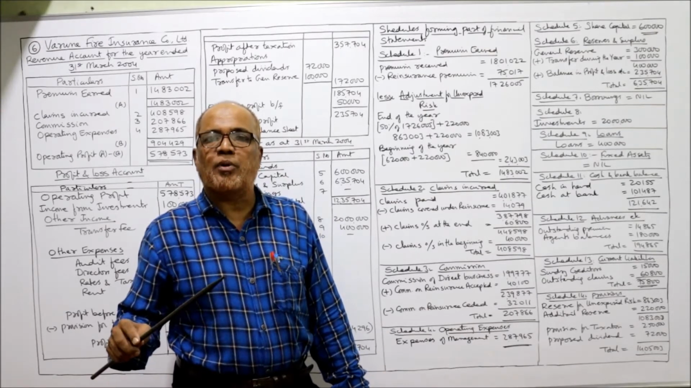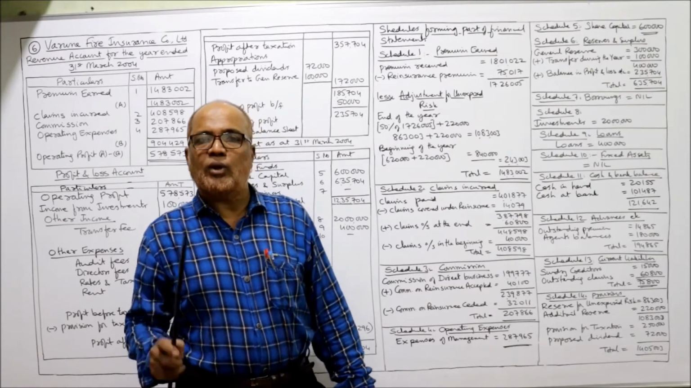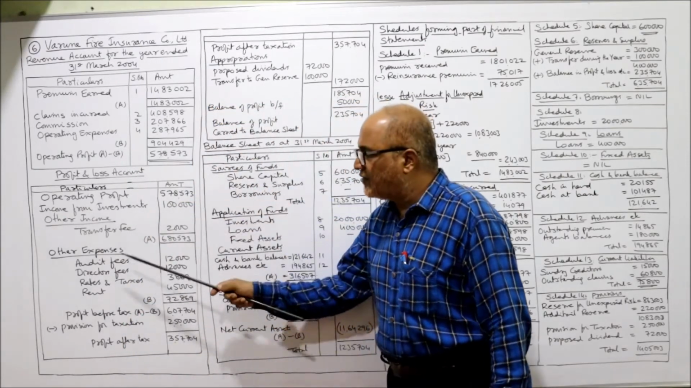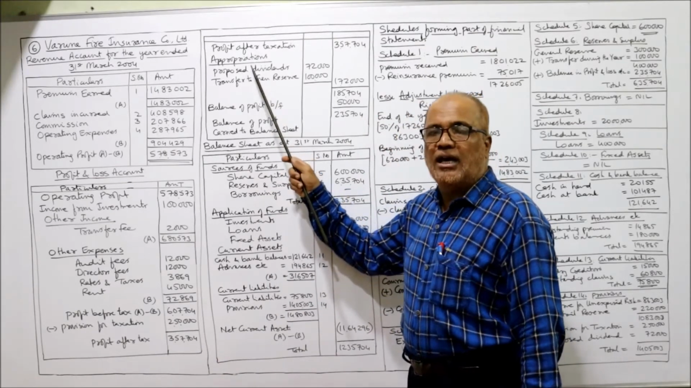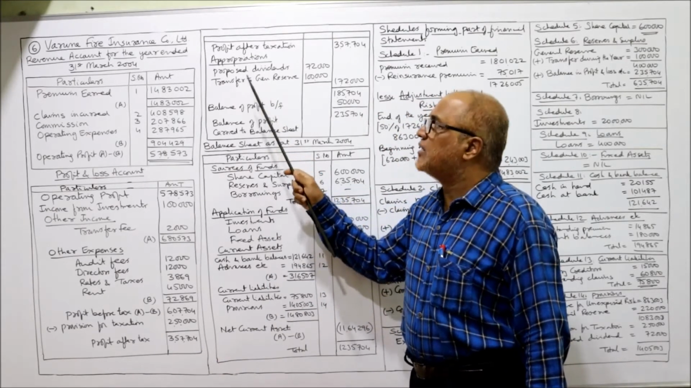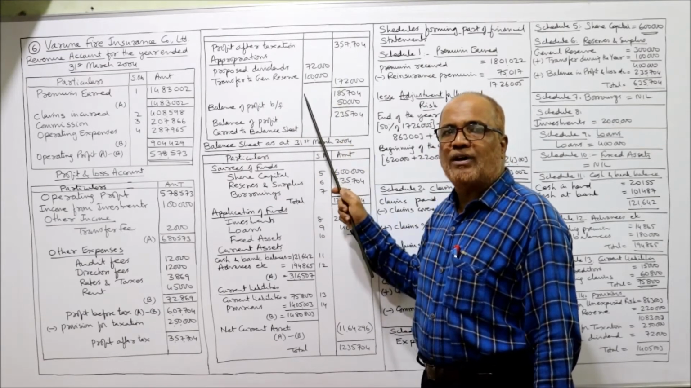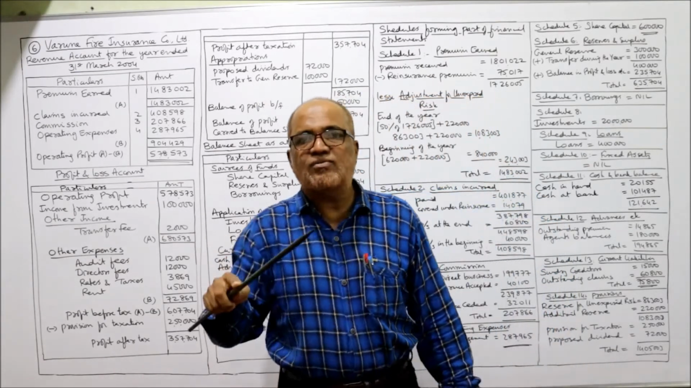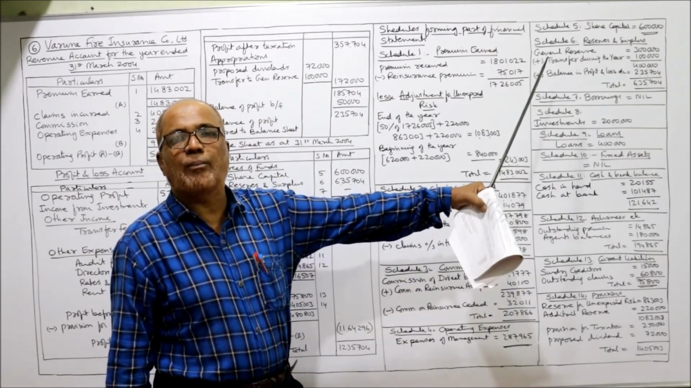Next, transfer to reserve, 1 lakh rupees. From the current year's profit, 1 lakh rupees should be transferred to general reserve. So in appropriations, after calculating the profit after tax, we make the appropriations. In these appropriations, we transfer 1 lakh to general reserve. And this 1 lakh rupees will be added to general reserve in schedule number 6.